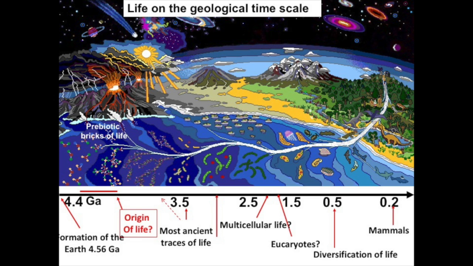3.8 is the Isua date, where there are isotopic signatures of life. And I think the most ancient, well-preserved traces of life date from this period, 3.5 to 3.2 billion years. So I'm going to concentrate here, and these will be traces of very simple life forms, prokaryotes. We're not far off the origin of life, so we're still at the simple prokaryote stage.